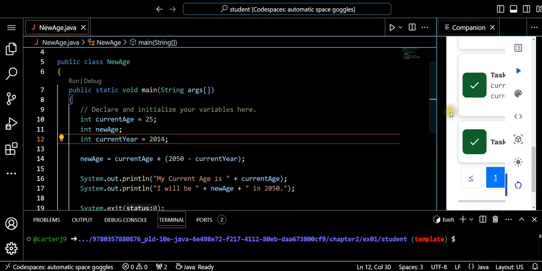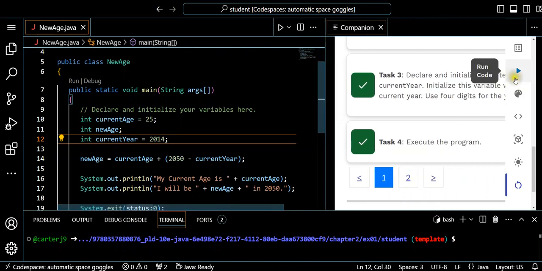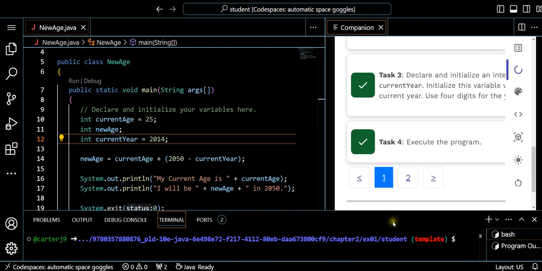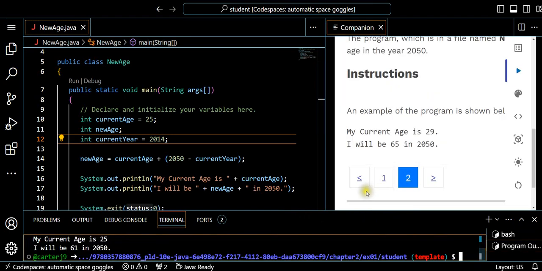Go ahead and run that. Page 2. My current age is 29. Oh, sorry, 29. I'll be 65. So that's what it would say if you use their numbers or whatever number if you use 29. Mine, I use 25. And since I use 25, I'll be 61. Right, so you can do the math, but use your current age. It'll still give you credit for it.